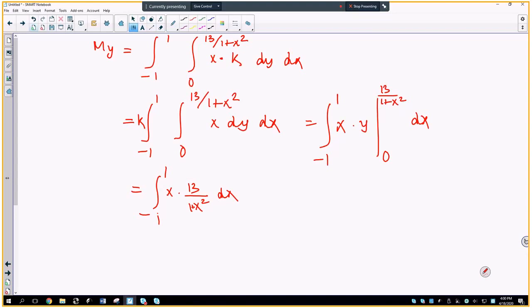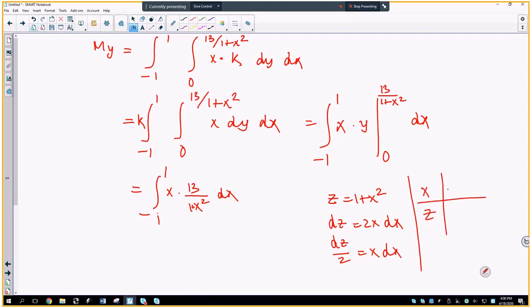So recall, I can now go ahead and say that z is equal to 1 plus x squared. So dz is equal to 2x dx, which means dz over 2 is x dx. Let's change the limits from x to z, and you will see why I'm doing this. Negative 1 and 1. So if I put negative 1 for x, I get 2. And if I put 1 for x, I get 2 as well. So what happens? In terms of z, this integration can be written as, you can pull this 13 out. And remember, there is a 2 under dz. So if I pull that out, I get 13 over 2. Limits are 2 to 2.